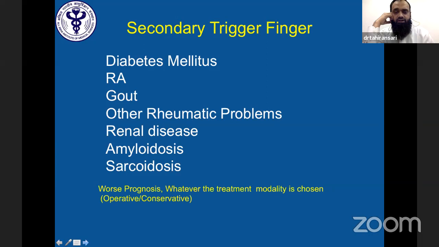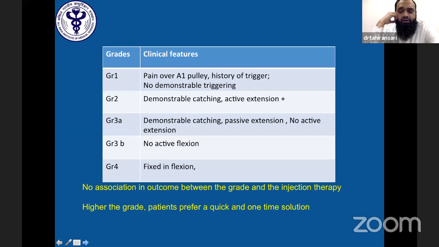These are usually multiple digits involved, and you will have a tenosynovitis element in these secondary trigger fingers. You should know the grade. It's grade 1, 2, 3A, 3B, and 4. Grade 1 is basically just the pain which is happening around the volar aspect of the finger and the tendon sheath. And grade 2, where you can see the catching and the patient can extend the finger actively.